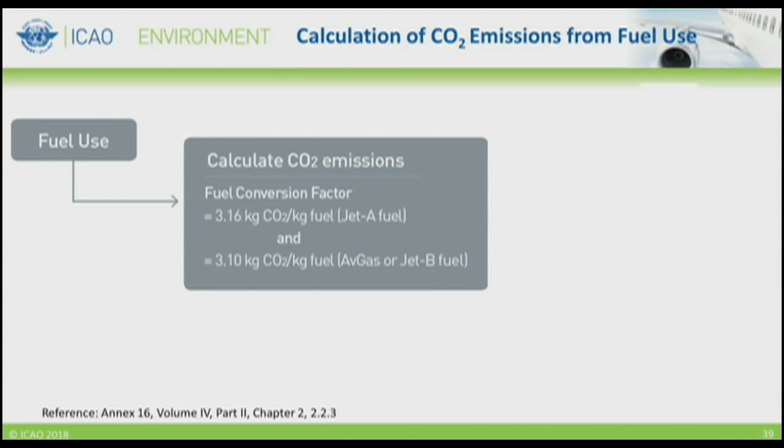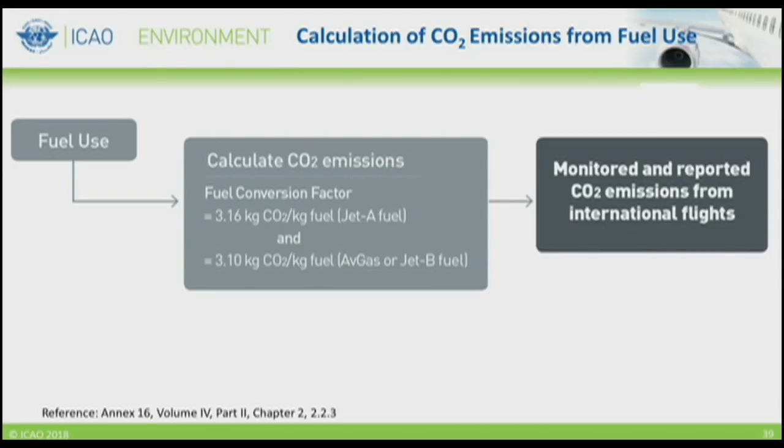First, we take the fuel use, and then the fuel conversion factors are also described in the Annex 16, Volume 4. For the majority of cases, this will be 3.16. So this is the conversion factor for Jet A and Jet A1 fuel. 1 kilo of Jet A will produce 3.16 kilos of CO2 emissions. There's also a factor for Jet B and aviation gasoline fuels. So these are really the fuel conversion factors that are being applied when we calculate CO2 emissions. And the end result will be monitored and reported CO2 emissions from international flights.